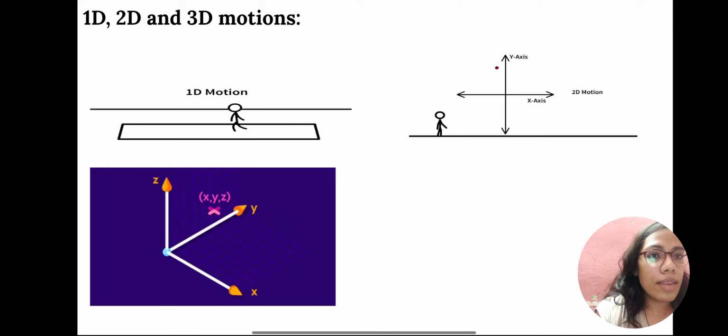You can see three animations: one-dimensional motion, two-dimensional motion, and three-dimensional motion. In one-dimensional motion, the guy is moving on a road. In the second animation, the two-dimensional motion, the guy is throwing a ball in a trajectory. And in the third animation, you can see a point x, y, z. The coordinates of the point are x, y, z, which is three-dimensional.